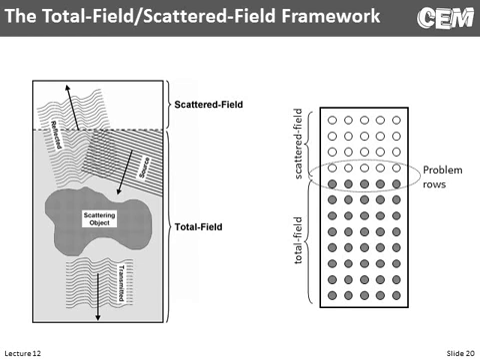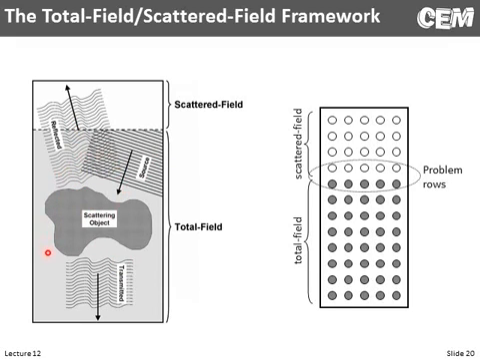The first thing we're going to do is divide our grid into two dominant regions. This little dashed line is dividing the regions. We'll have a total field side and a scattered field side. On the total field, we have both the source and the waves that are scattered from whatever object we're modeling.